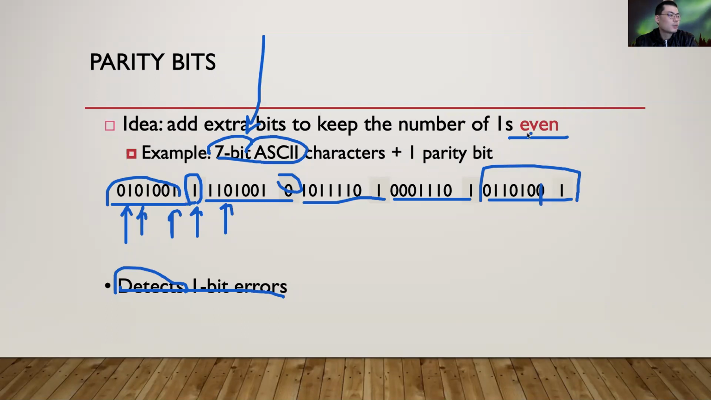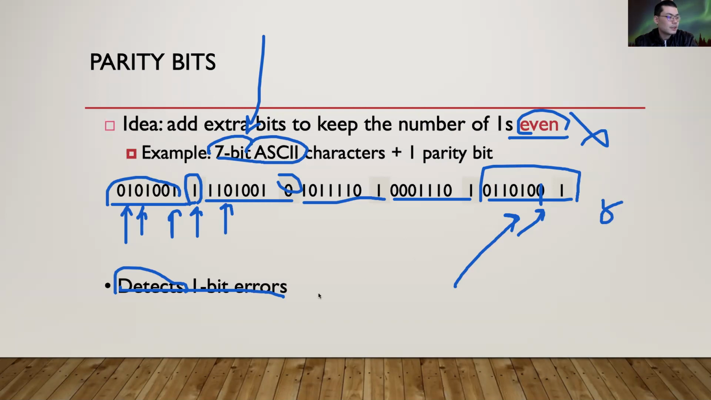Now, we previously required the number of ones to be even. Because this bit is flipped, there are 5 ones. It's odd, so it's wrong, which means this byte is corrupted. So we have to drop it, maybe even drop the whole frame. So this is the idea.